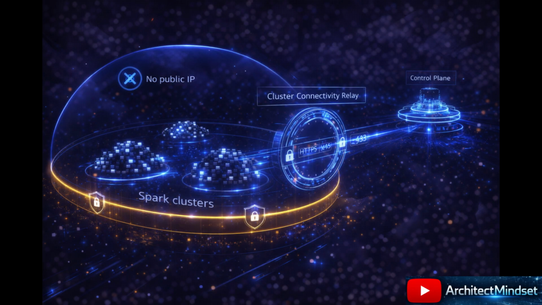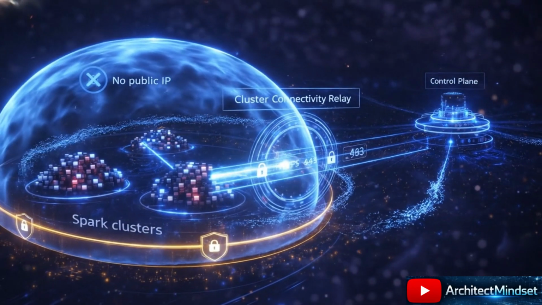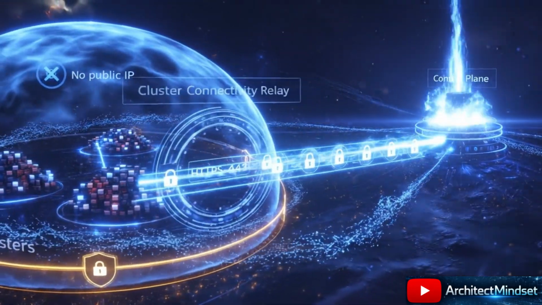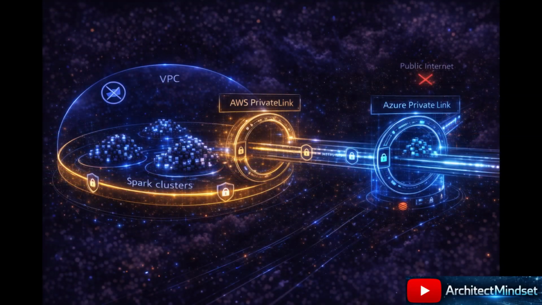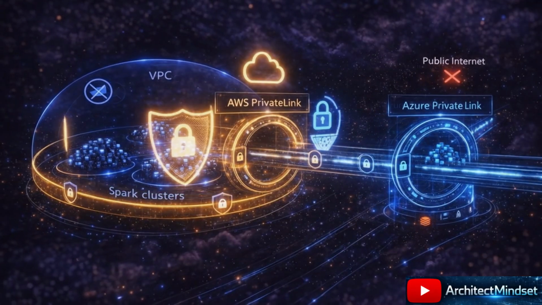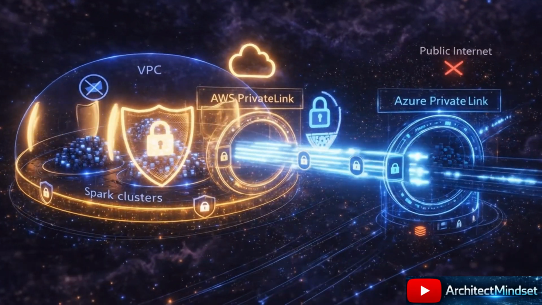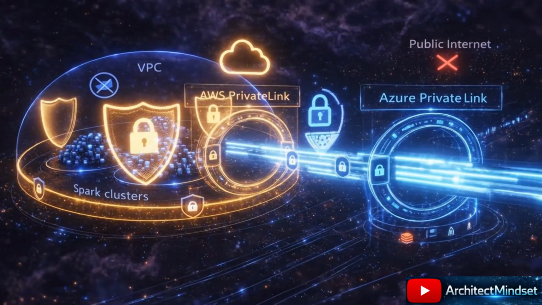Clusters in the compute plane connect to the control plane via a secure cluster connectivity relay using HTTPS port 443, meaning no public IP addresses are required on your cluster nodes. You can further secure this connection using cloud-native tools like AWS Private Link or Azure Private Link to ensure traffic never traverses the public internet.